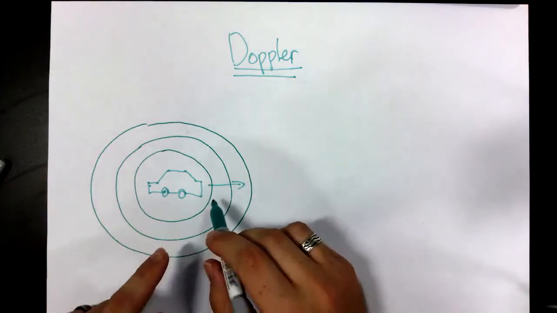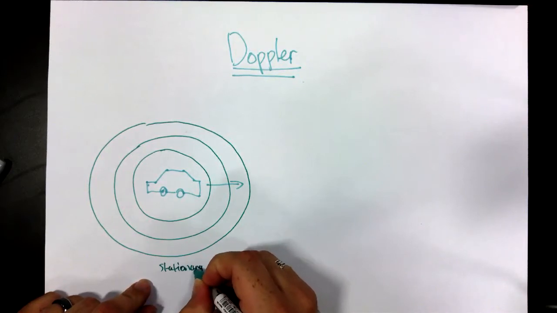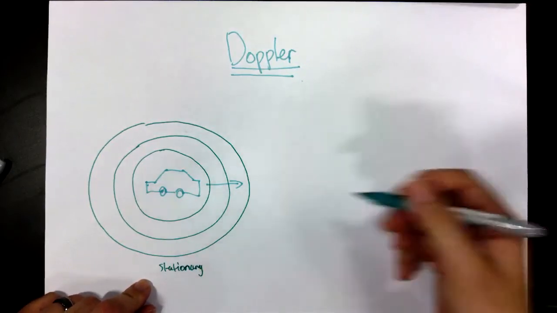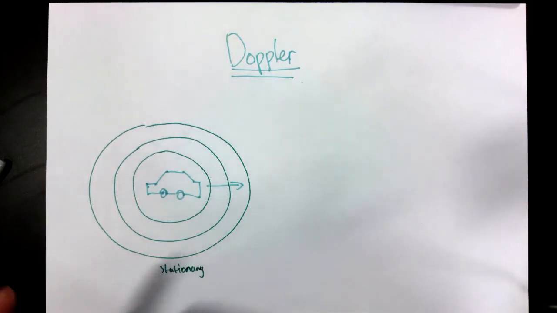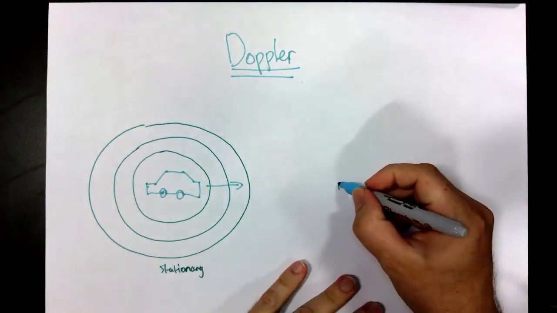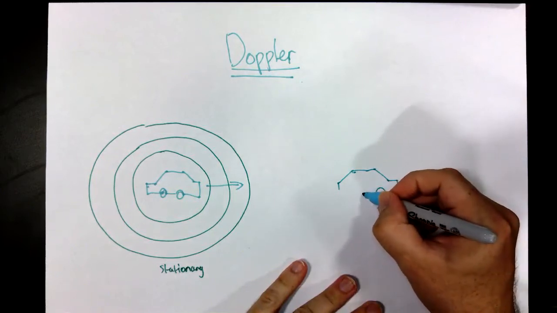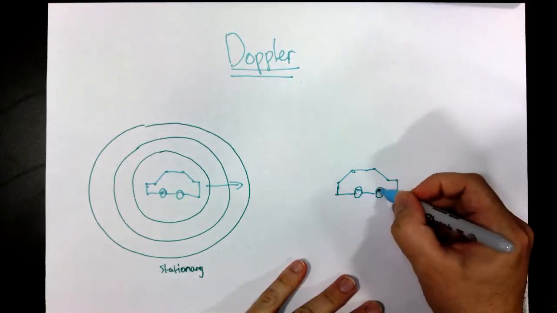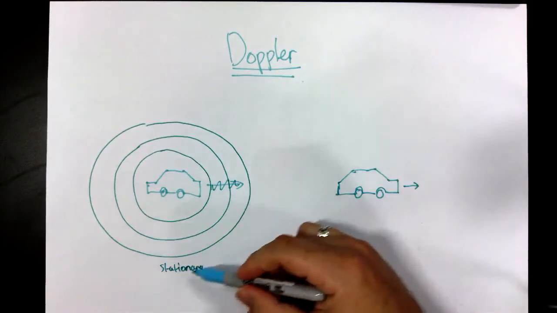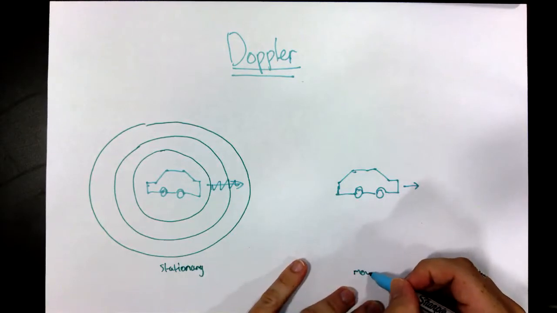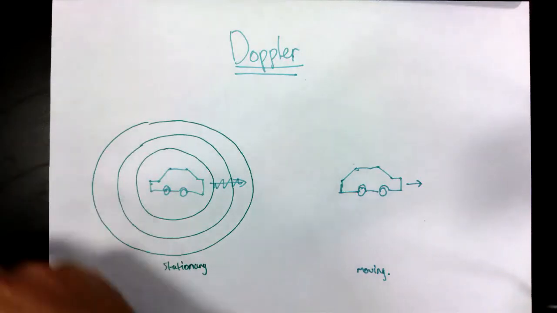So this is what it looks like when it's stationary. Okay, so what does it look like when it's moving? Let's redraw my car. It wasn't really moving in the first drawing, so I should scribble that out. It's stationary over here, but now it's moving. Let's see how this looks different when the car is moving.